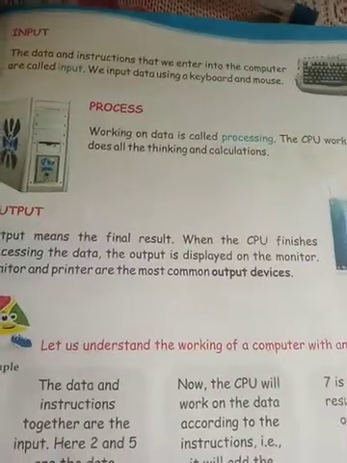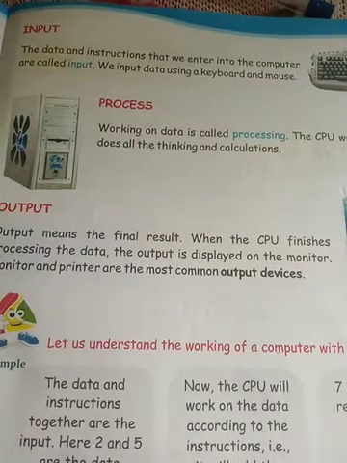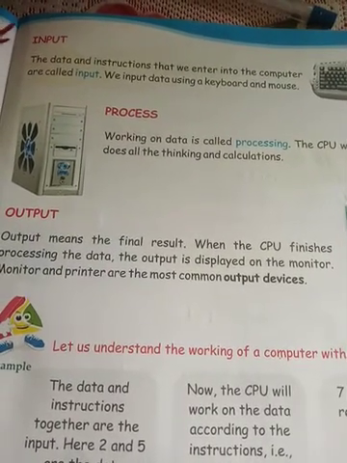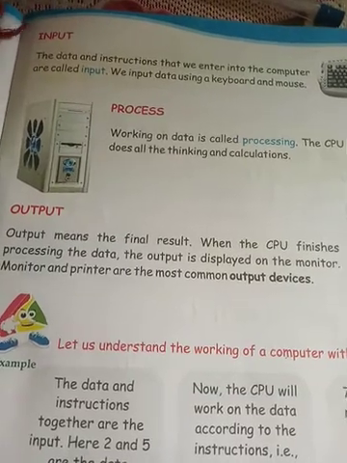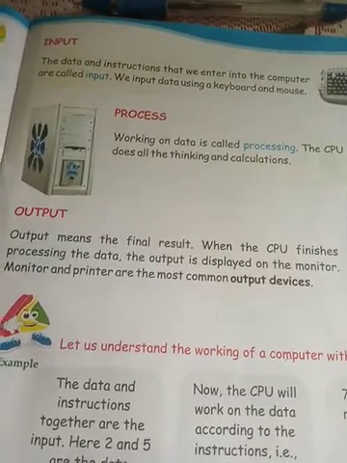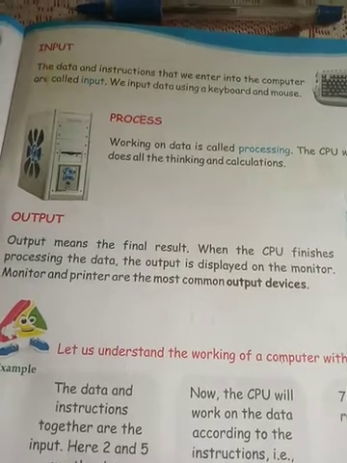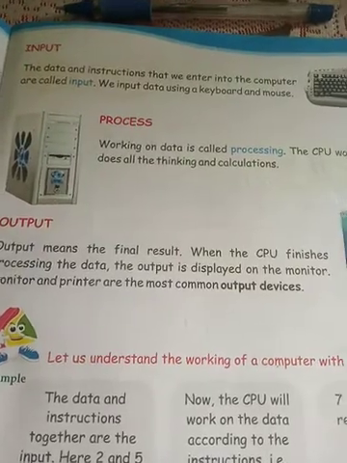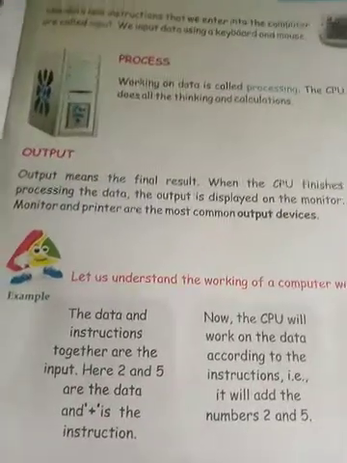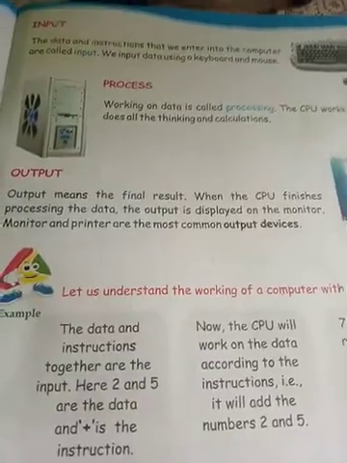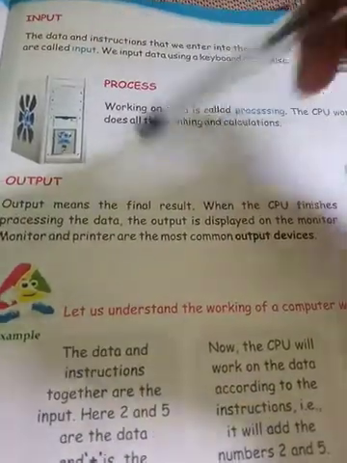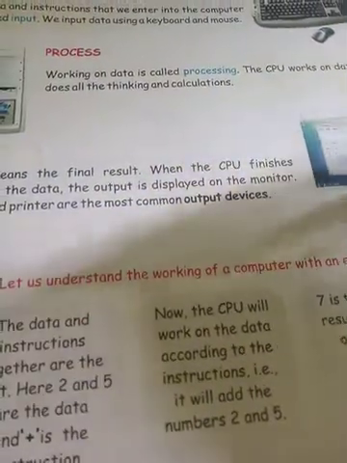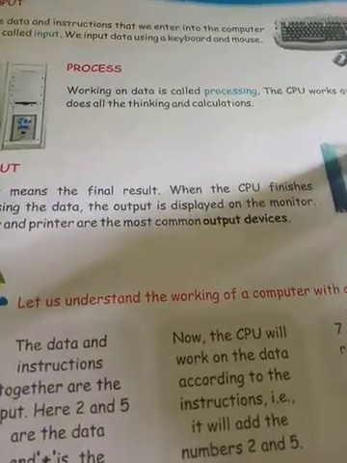Then comes process. What is process? When you have entered something in the computer, a processing device is needed to work on the data. Whatever we have entered, we need a device that works on that data. So the CPU is the processing device that works on that data. Now at last you need a result, the output. Output means the final result. So when the CPU finishes processing the data, the output is displayed on the monitor. So the monitor is the output device.